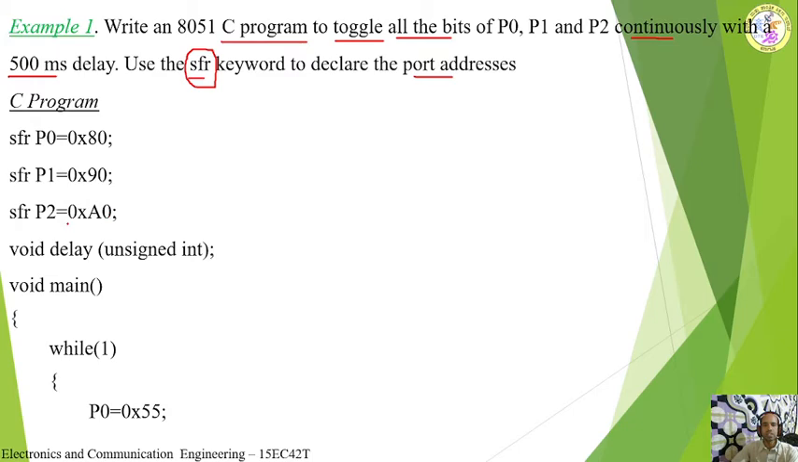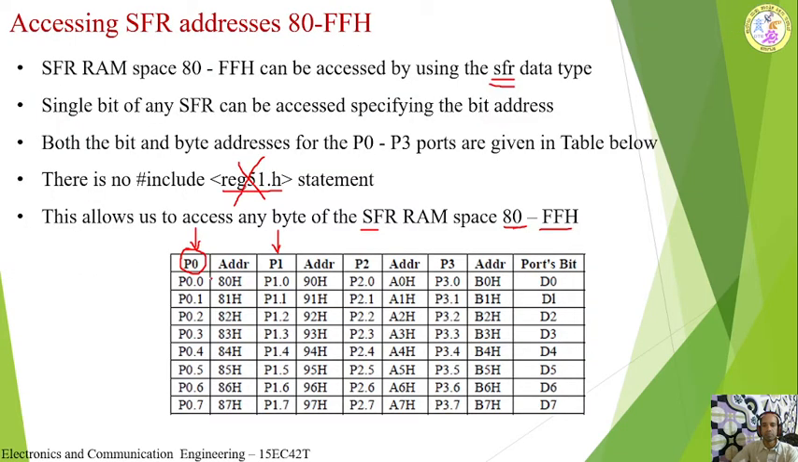What does this 0x stand for? It means that this is a hexadecimal number. Whatever the number is there, that is hexadecimal, like 80H, 90H, 0AH, A0H. In C programming, we don't write H. Instead of writing H, we write 0x. So these are the port addresses of port 0, port 1, port 2, like this.